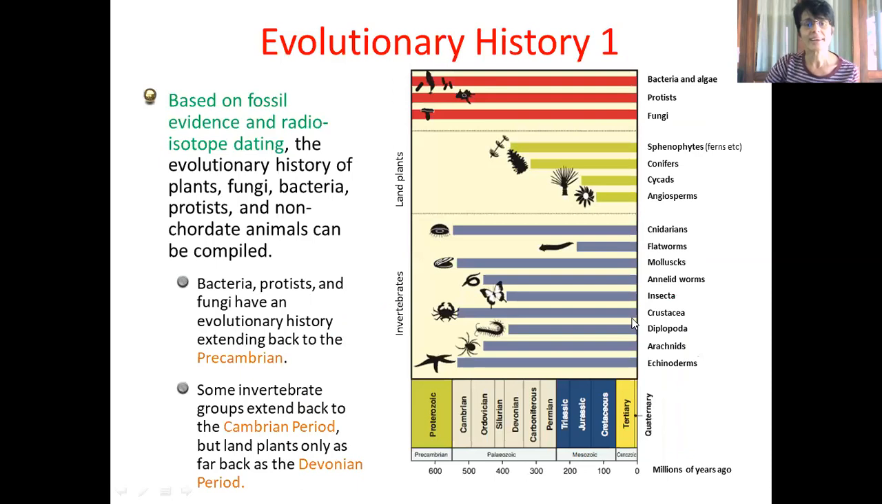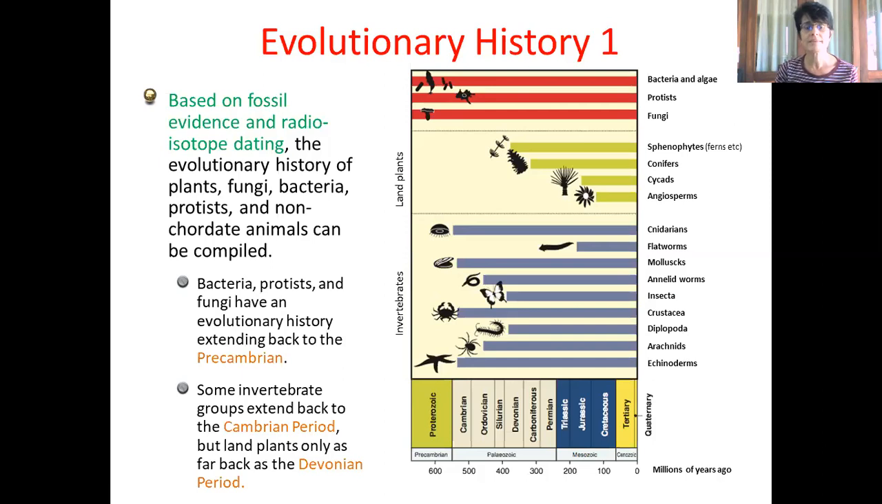Okay, so here's another diagram which I really like. It's also based on fossil evidence, on the fossils that scientists have found. Now, not everything fossilized. You usually have to have hard structures like bone in order to fossilize, like shells and things like that.